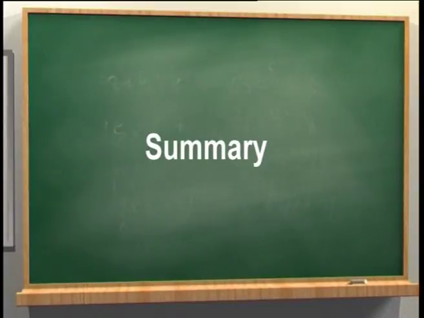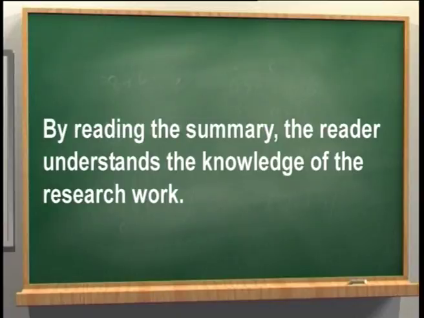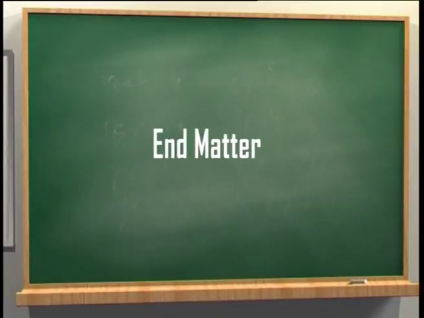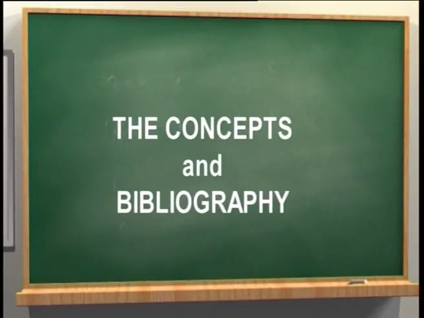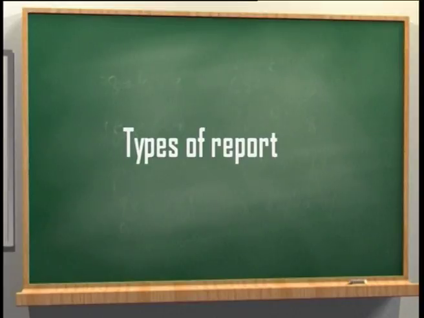Summary. This is the conclusive part of the study. By reading the summary, the reader understands the knowledge of the research work. This is also a synopsis of the study. End matter. It covers relevant appendices covering general information, the concepts and bibliography. The index may also be added to the report. Types of report.